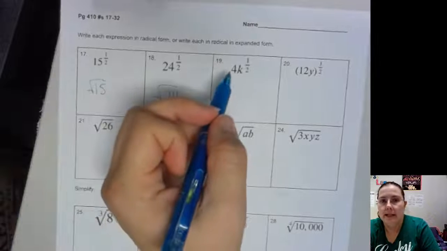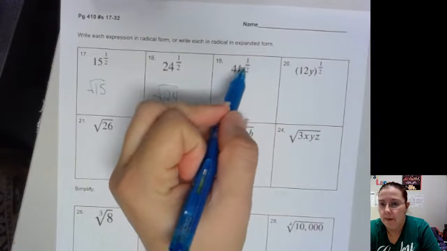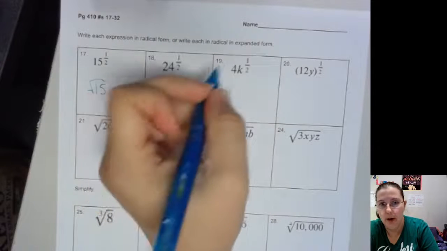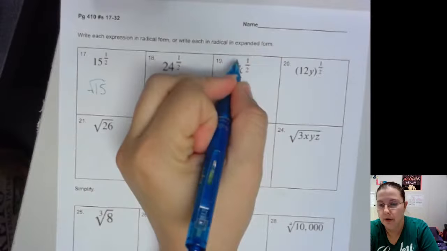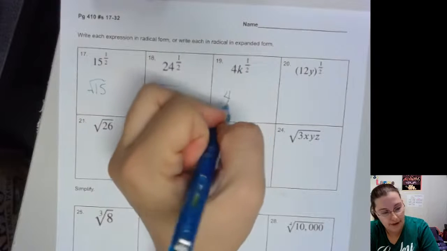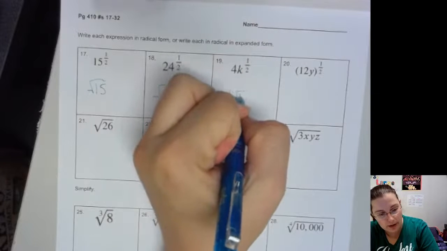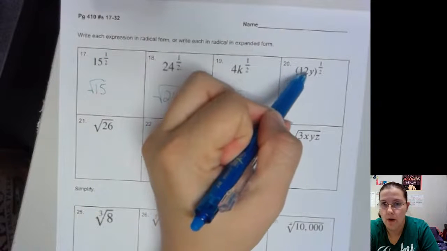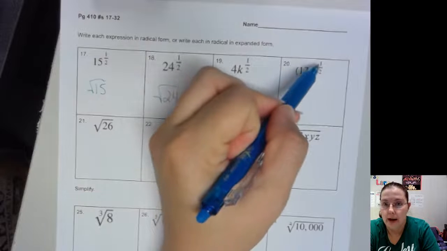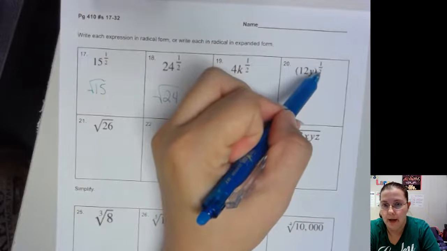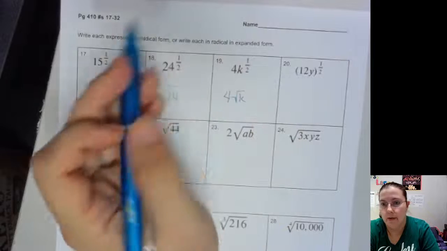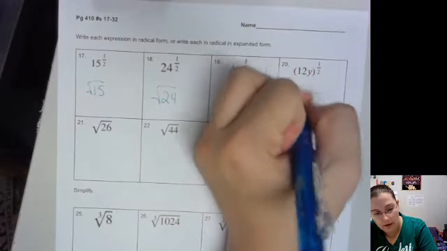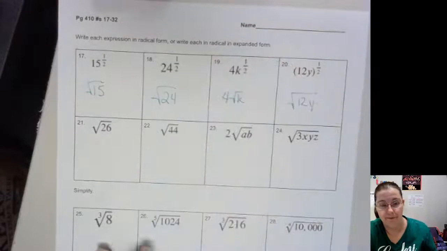Now when we look at 19, it's a little bit different. That 1/2 exponent is only on the k, so for our answer, we're not going to do anything with the 4 because there's no radical or fraction exponent there. It's only the k, so it's going to be 4 square root k. Now on number 20, because the 12y is in parentheses, and then we have that fraction exponent on the outside, everything that's in those parentheses is going to be under that radical symbol. So we have square root of 12y.